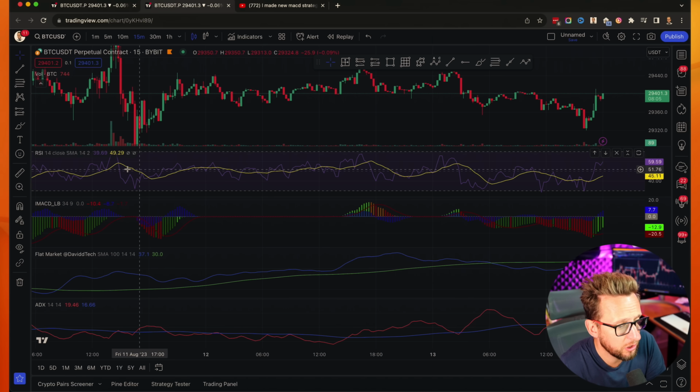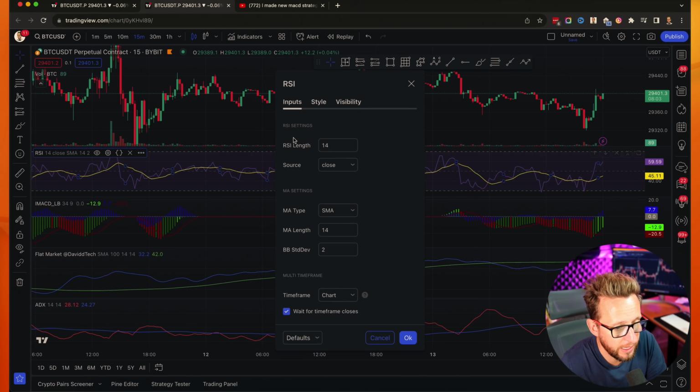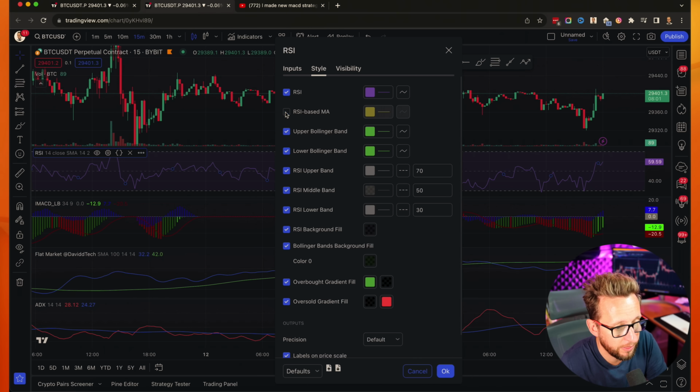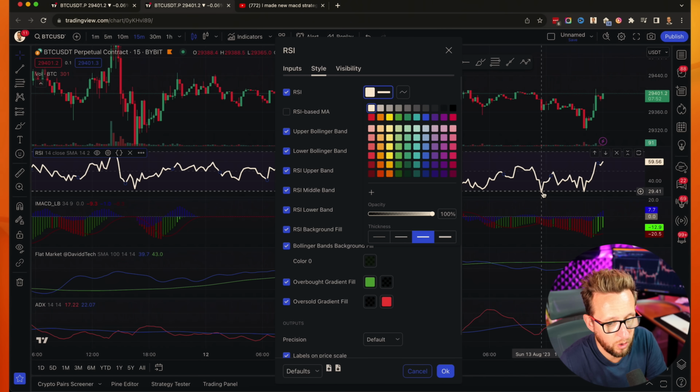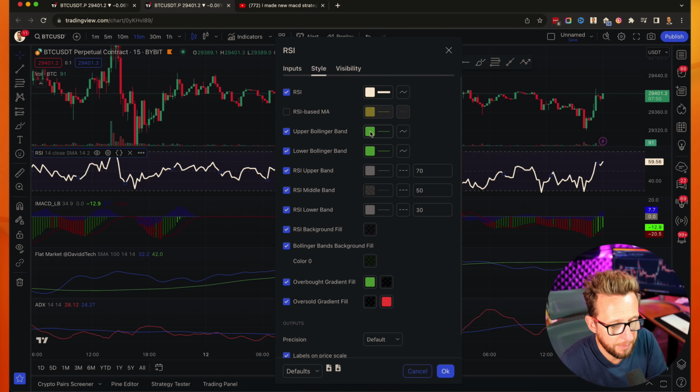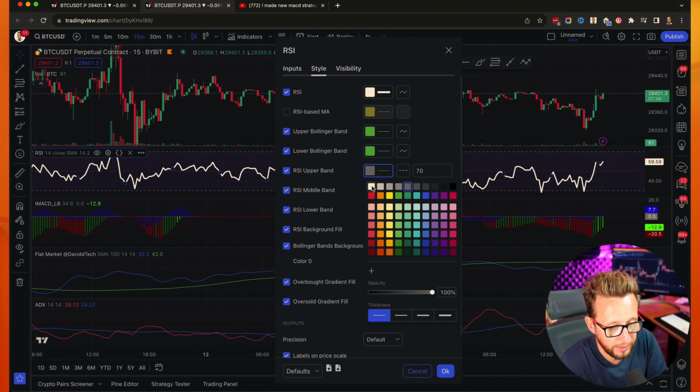Okay, first thing we're going to do is remove the yellow line from here. We do not need that one there. We're going to make the RSI a little bit thicker and a brighter color just for YouTube so you guys can see it a little bit better. A nice white there. And we're also going to make the upper bands and the lower bands here for the RSI a little bit thicker as well so you guys can see.